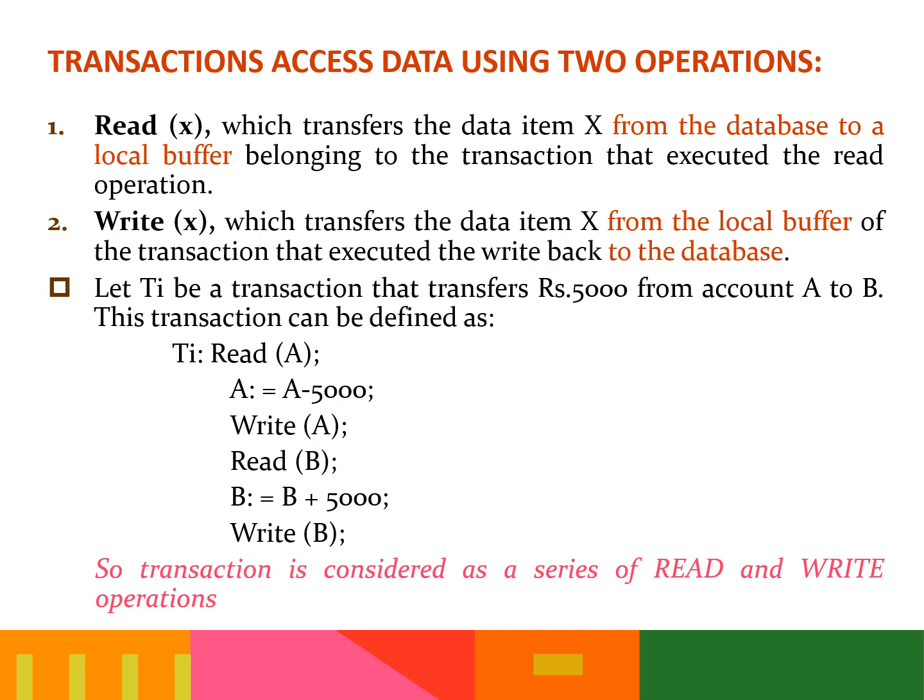Then what's the next step? We have to deposit this to the account of B. So we are reading the account B and updating it with 5,000. So B is equal to B plus 5,000, and we update it with the write operation, write B. So read A, A is equal to A minus 5,000, write A. Read B, B is equal to B plus 5,000, write B. All these steps together form the transaction TI. So a transaction is considered as a series of read and write operations.